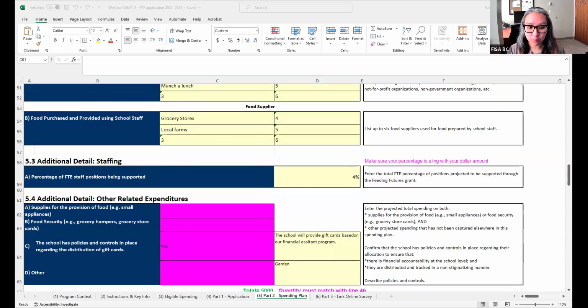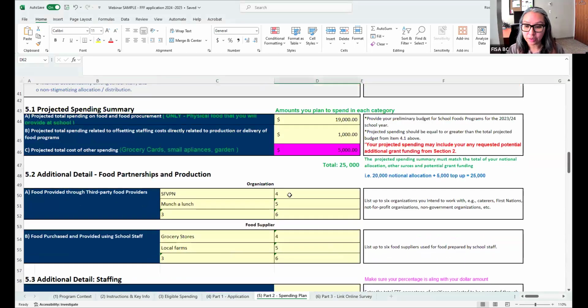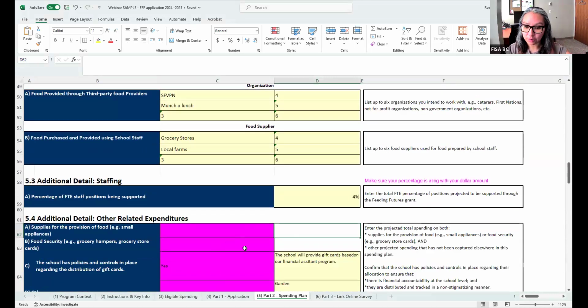Now, as you can see, moving into line 61 about the additional details, you see that I put it in red, in pink. Why did I put it in pink? Because now we're going to talk about this line. In this line, that is the project total, you put 5,000.